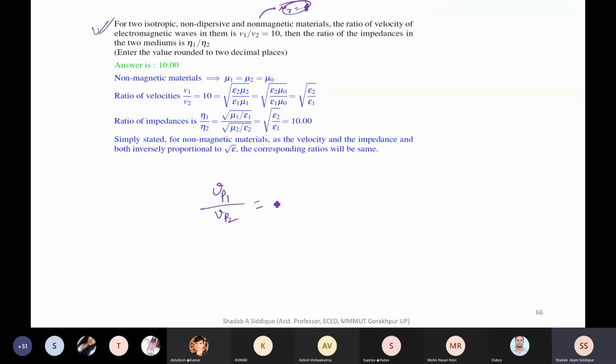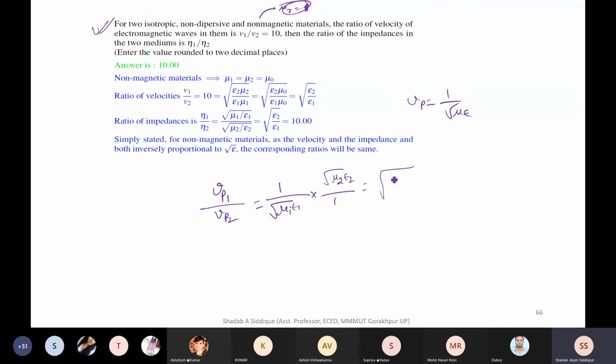That is nothing but 1 by square root of mu epsilon, because we know Vp is equal to 1 by square root of mu into epsilon, for the waveguide as well as the transmission line also. So this Vp1 is 1 upon square root of mu1 into epsilon 1, and similarly Vp2 is 1 upon square root of mu2 into epsilon 2.